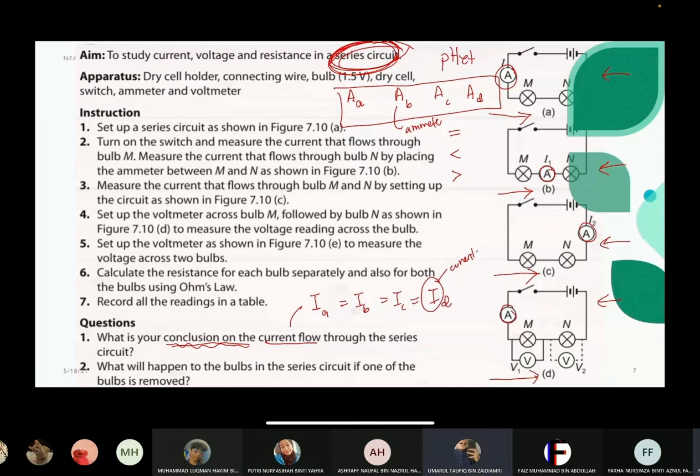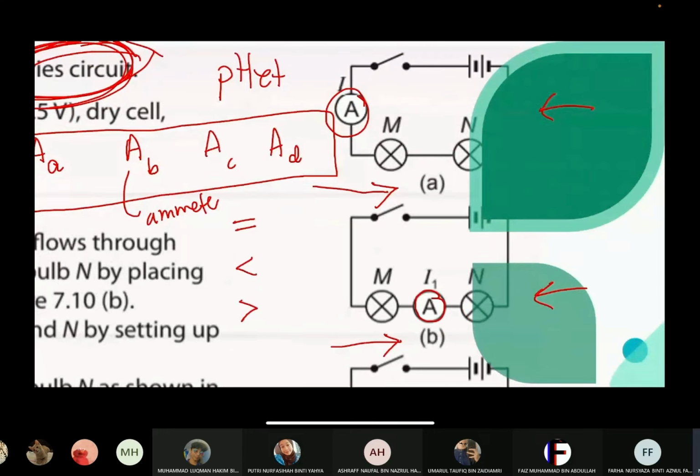Number 2. What will happen to the bulbs in the series circuit if one of the bulb is removed? So now let's focus kat sini ya. Now look at A. At A, what do you think will happen if M ni saya tarik keluar? What happened to the circuit? The bulb will be brighter. Saya tak sambungkan wire, I don't change ammeter or whatsoever. I just remove M. What happened to N? Will N be brighter?